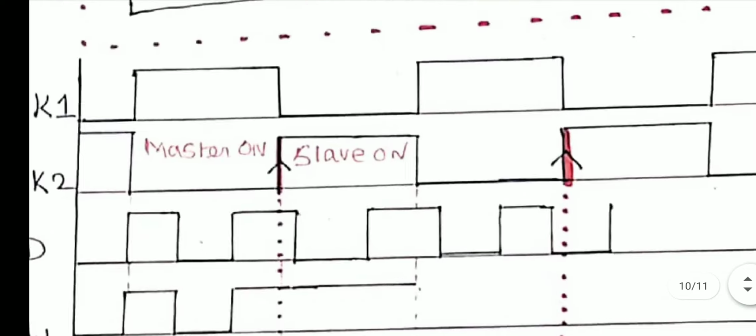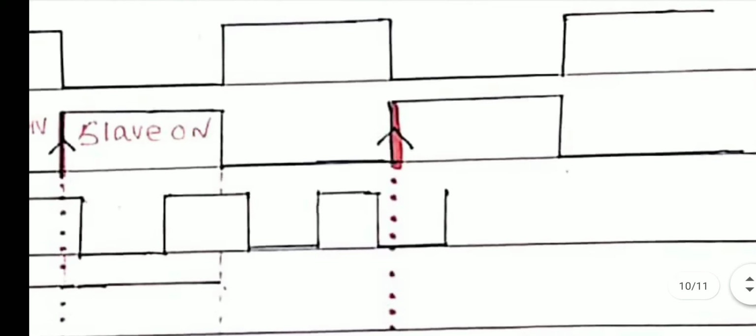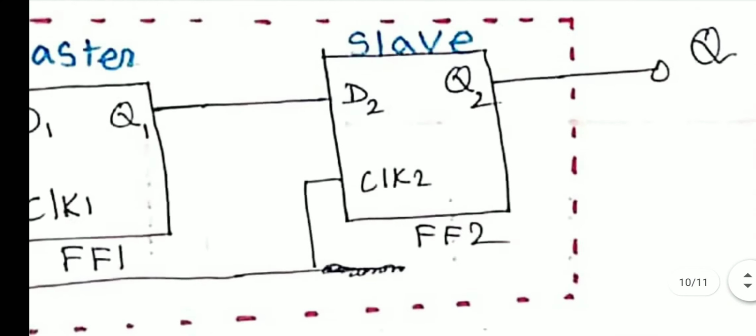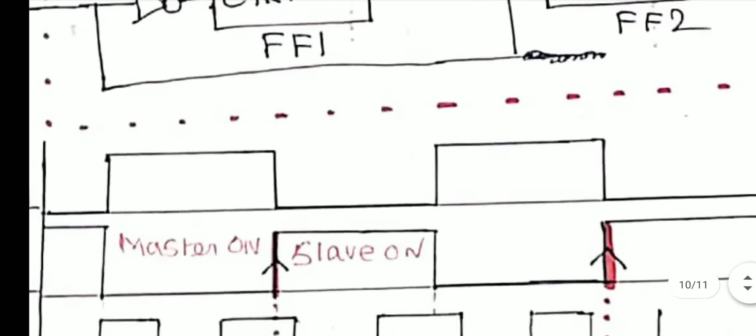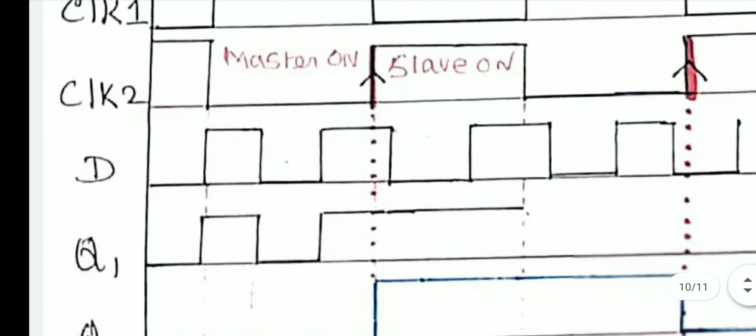During the next half cycle, the slave is on. Why? Because now clock 1 is off, clock 2 is on. Clock 2 is on, so the slave is on and the master is off. Now this slave flip-flop transfers the D2 to the Q2. Whatever is available in D2 will be transferred to Q2. But the master will not respond. Only the slave will respond. The master flip-flop does not respond, so Q1 remains in the previous state.